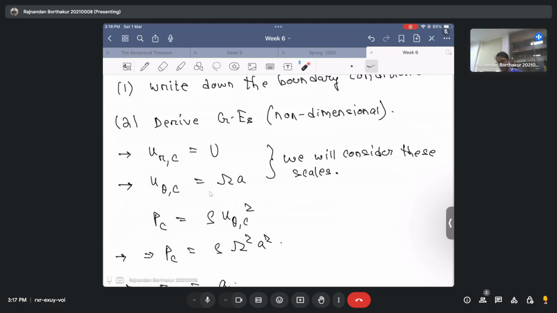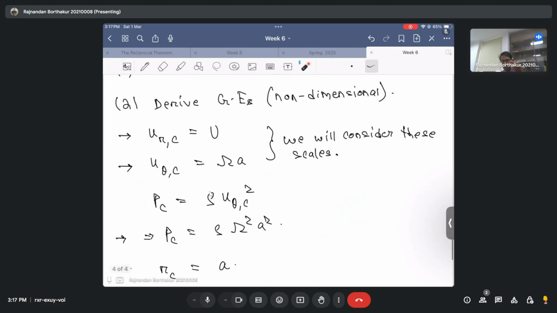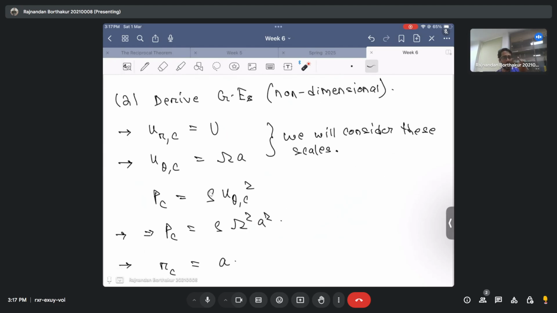For instance, the characteristic radial velocity they have given as the suction velocity, which is u, because I stated that there is a radial suction which is equal to minus u on the surface. So in your non-dimensional equations you need to non-dimensionalize the r velocity using the characteristic velocity, which is nothing but the radial suction, u. Okay. And they stated that for the theta component of velocity, you cannot use the same characteristic velocity; rather use the velocity on the surface of the cylinder, which is omega a, the tangential velocity on the surface of the cylinder, as your characteristic velocity in the theta direction. So these are the scales that they have given us a priori.